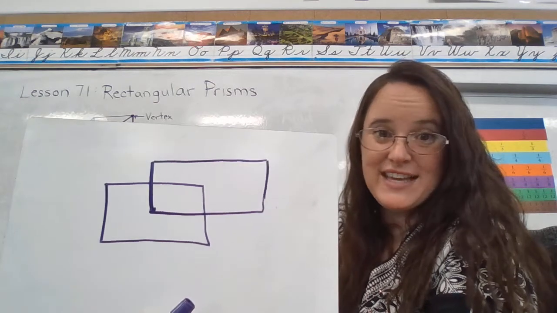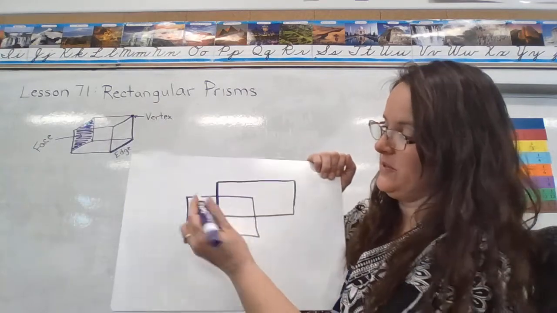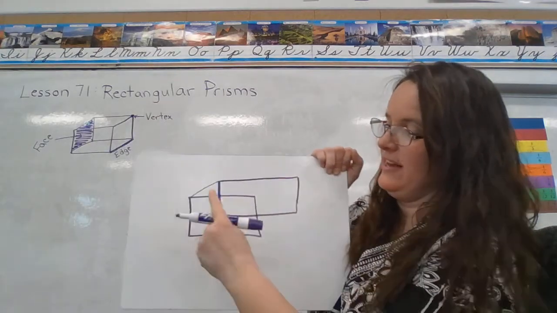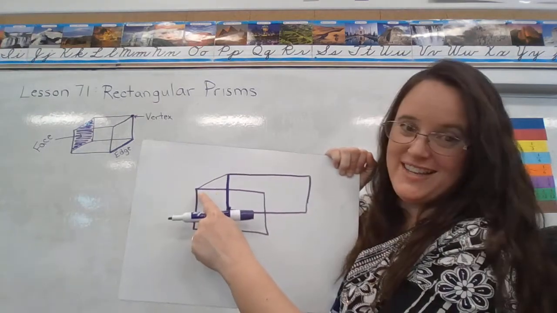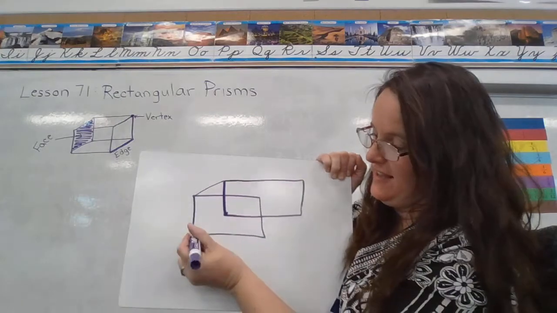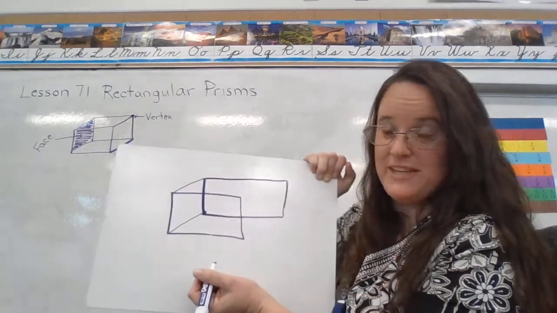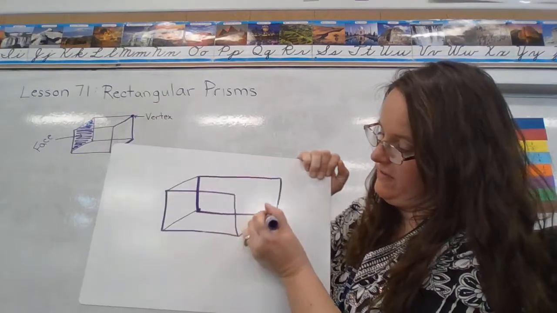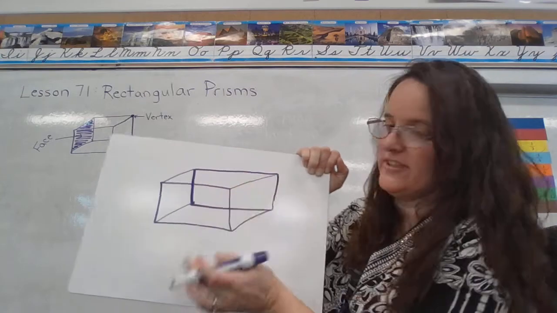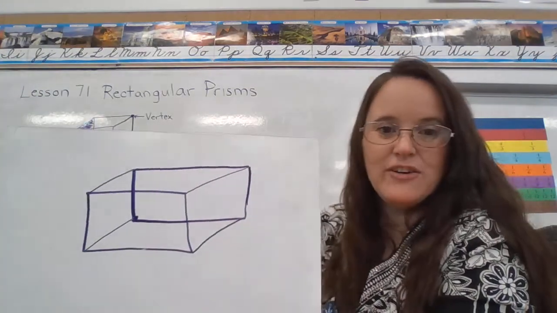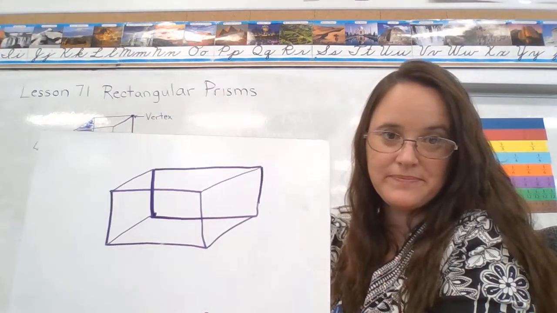And then the last thing we do is we connect all 4 corners. So watch what I do here. I'll start over here, and I'll draw a line from corner to corner, or vertex to vertex. And then right here, I'll draw a line from vertex to vertex. Can you see it coming together? Then over here, vertex to vertex. And finally, inside right here, vertex to vertex. And see how you have a 3-dimensional rectangular prism on your paper?